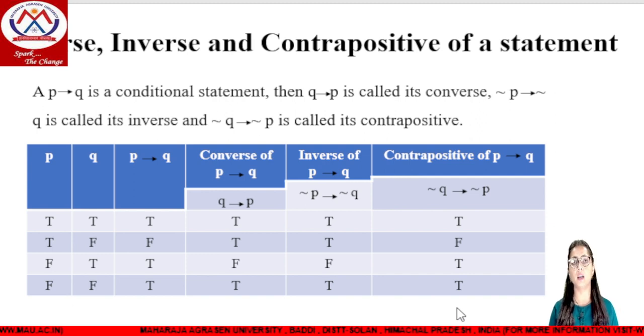If we take Q implies P, it's called its converse. Negation of P implies negation of Q is called its inverse, and negation of Q implies negation of P is called its contrapositive. Again, with the help of a truth table, we can discuss 4 possible conditions. Now we know the conditions for the conditional statement. According to the condition, we can assign the truth table for the converse, inverse and contrapositive of a statement.